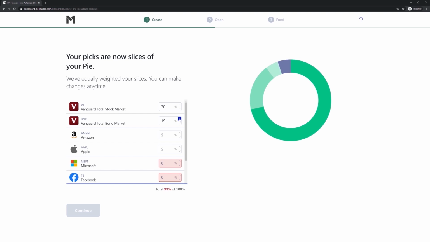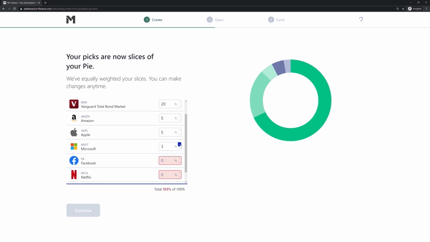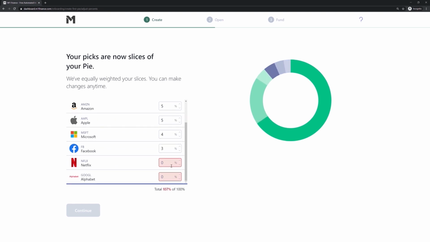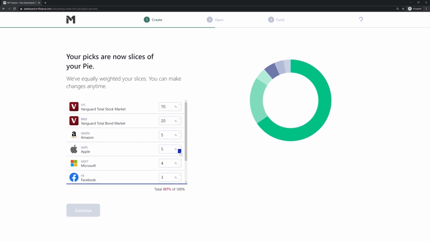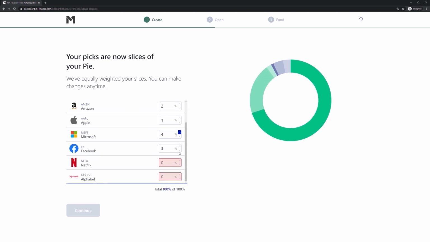So we're 20% in bonds, which leaves us about 10%, and we'll split that up between a few of these companies. So there's no perfect answer here, but we know that at the end of the day, all of this has to total 100%. I know I'm watching a lot of Netflix recently. I don't know if that's a good way to determine what stock you're using, but we're just creating this pie.